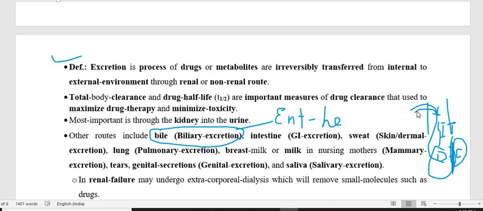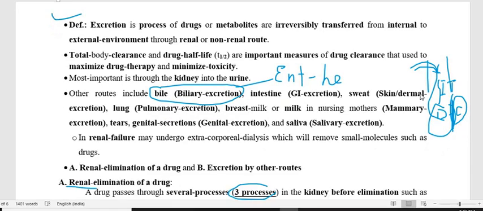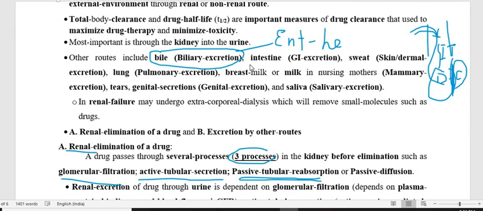So this reabsorption of the drug is called enterohepatic recycling, or enterohepatic circulation of the drug. And this is very interesting to maintain the drug concentration in the systemic circulation for a longer time interval. So the other non-renal route is the GI excretion.